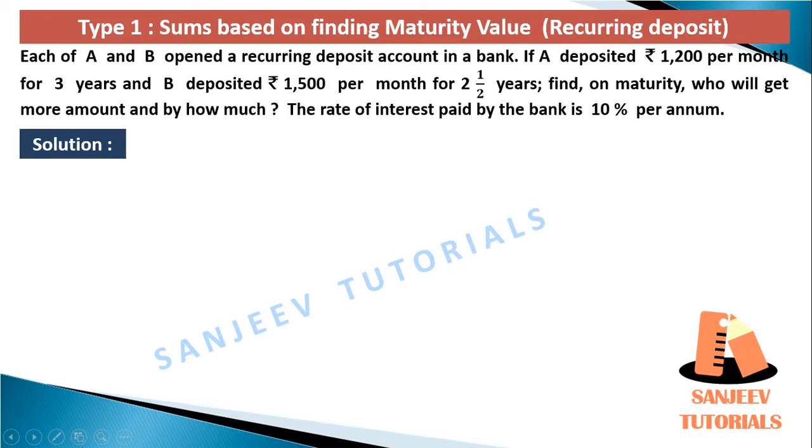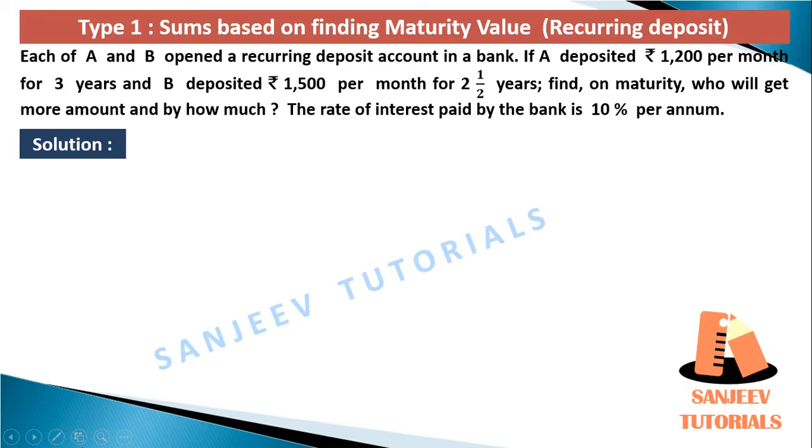Question number 2. The question is as stated on the screen. In this question, there are two people A and B, and we are supposed to find out whose maturity value is greater. Let us start with the first person, person A.